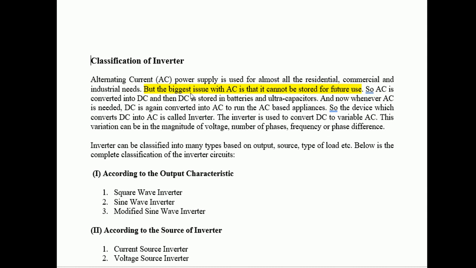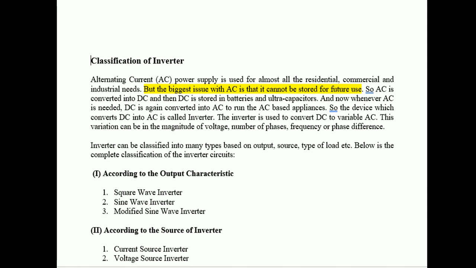Okay, here we can also see that we cannot store AC, alternating current. So the best way is to convert AC into DC and then store that DC in batteries. So this is how we can store the electricity. So that's why inverters are used. First the AC will be converted to DC, and the DC will again be converted to AC.